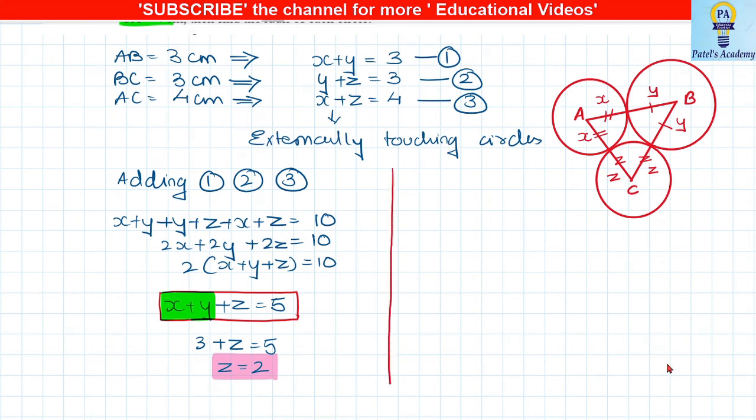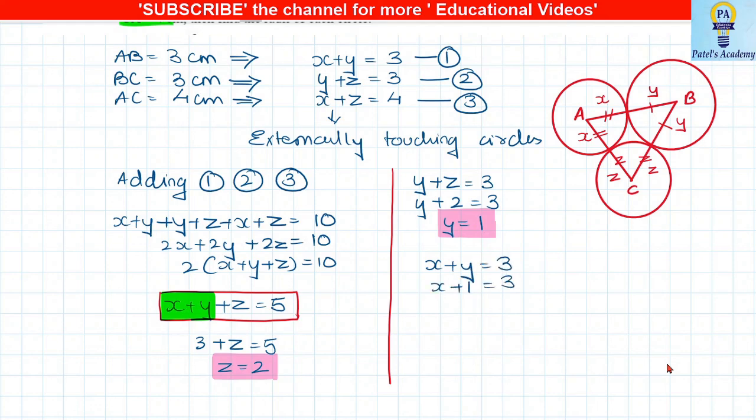Okay, now what to do? This value of z, I'm going to substitute in the second equation. What is that? y plus z equals 3. So the value of z is 2, plus y equals 3. If I shift, I get the value of y as 1. So I got the radius of the second circle. Now I have to find x. I can use equation 1 or equation 3. Let me use equation 1, that is x plus y equals 3, x plus 1 equals 3, x equals 2.